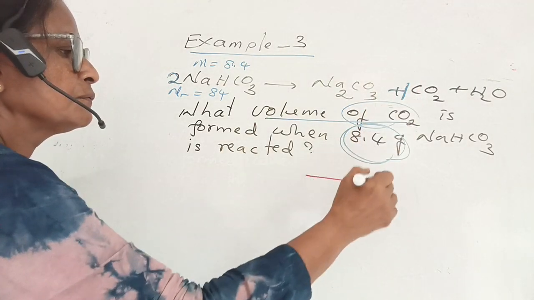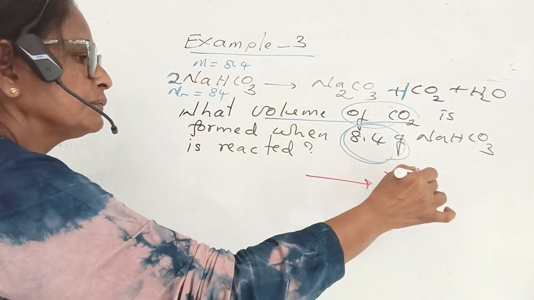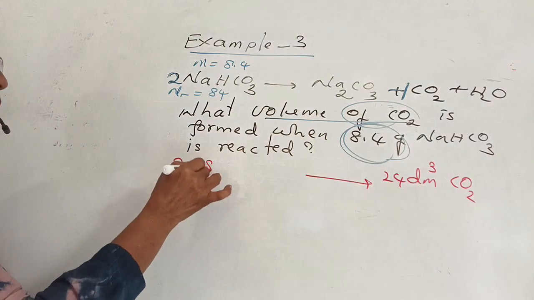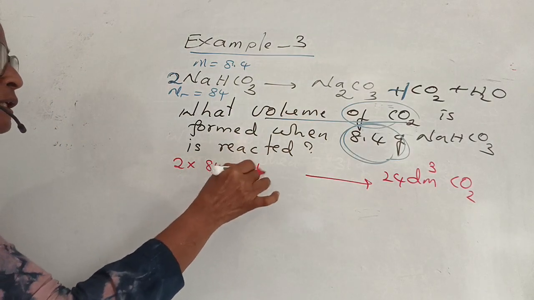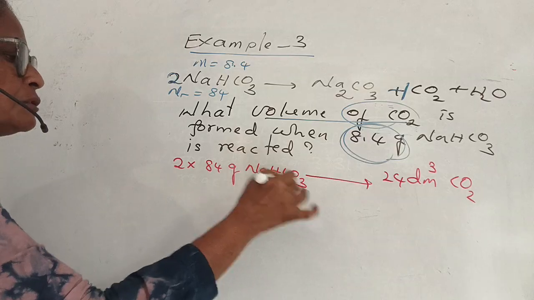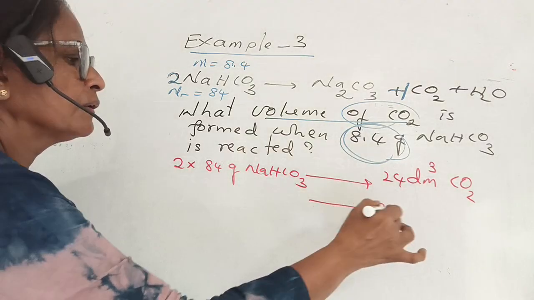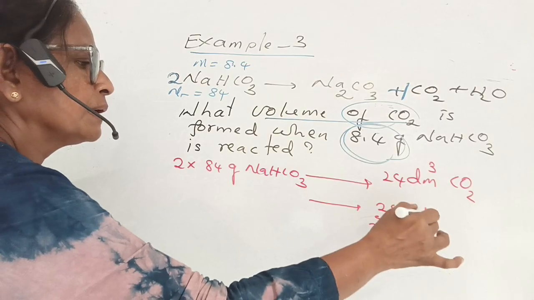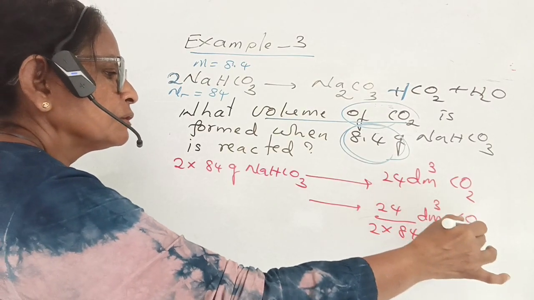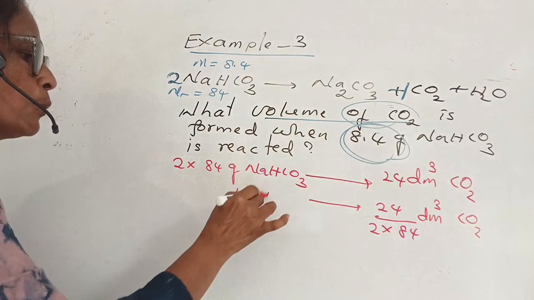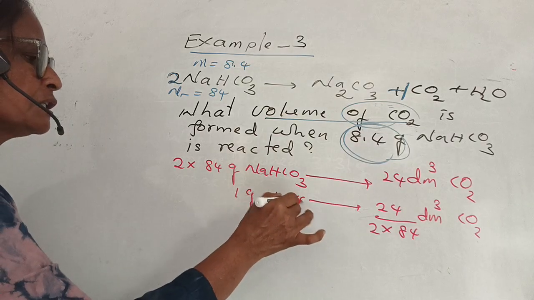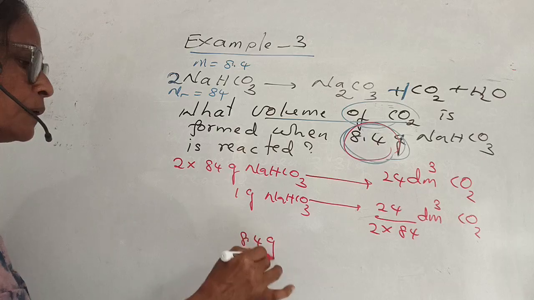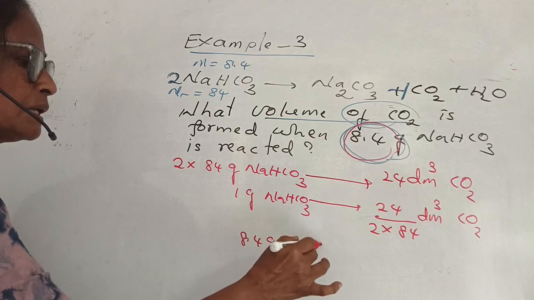It is producing 1 mole of carbon dioxide, which is 24 decimeter cube, produced if 2 times 84 grams of sodium hydrogen carbonate is used up. So obviously 1 gram would produce 24 divided by 2 times 84. The answer comes in decimeter cube of carbon dioxide by 1 gram of sodium hydrogen carbonate.